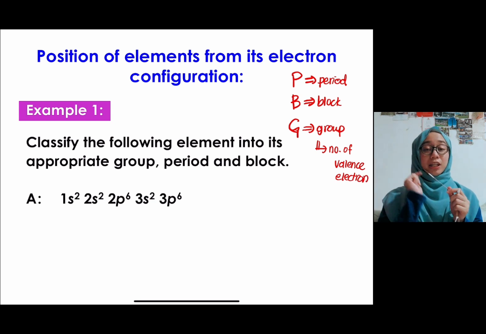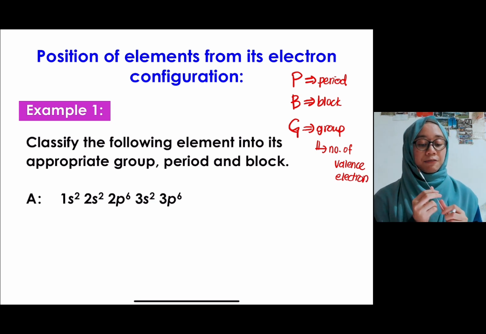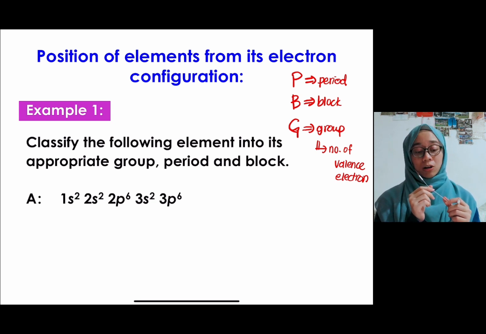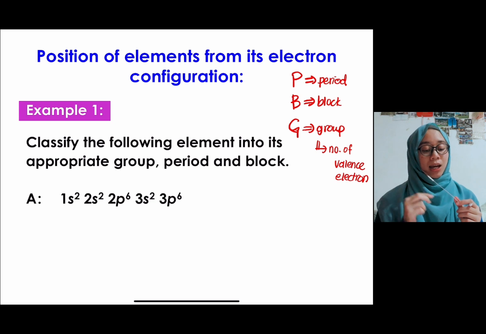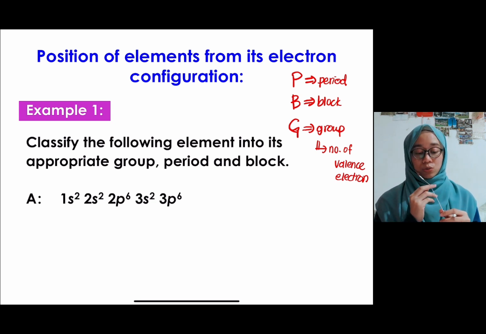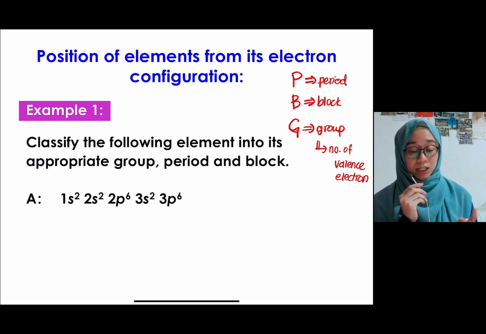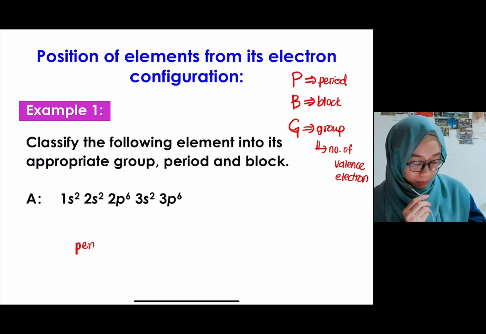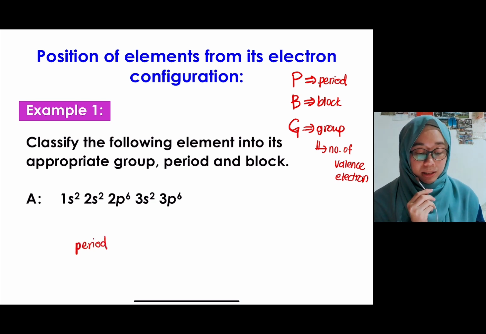Okay, so kita tengok dahulu example 1. Classify the following elements into its appropriate group, period and block. Okay, so given to you that A has an electronic configuration of 1s2, 2s2, 2p6, 3s2, 3p6. So first thing kita nak cari dahulu dia punya period lah. Okay, so period adalah depends on the valence shell dia.